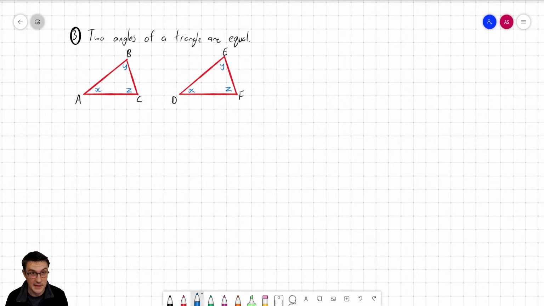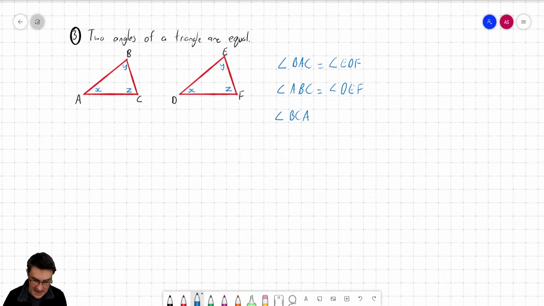Now, for the third test, what we need to show is that two angles of a triangle are equal. In order to do this, it's just making statements that we do have equal angles here. This can be made by saying angle BAC is equal to angle EDF. There is another angle, ABC, and this is equal to angle DEF. Now, we only need two angles here. In this triangle, we can prove the third as well, and that would be angle BCA is equal to angle EFD.